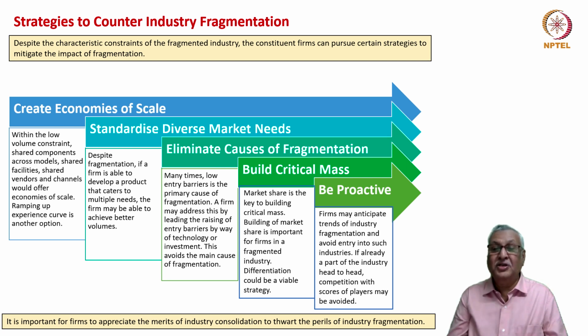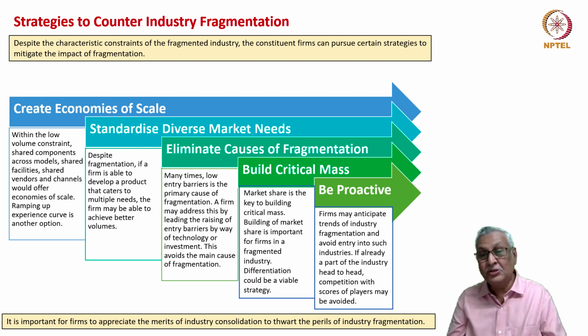The third approach is to understand the causes of fragmentation, which could vary from industry to industry, and address them. We have seen that low entry barriers is the primary cause of fragmentation, in which case the industry and the firms can raise the entry barriers by way of technology or investment. We have seen that fragmented industry companies do not have huge cash flows, nor do they have deep industry investment pockets. Therefore, this limits the extent of technology and investment that could happen. However, to the extent possible, this main cause of low entry barrier could be addressed through investment and improvement of technology.